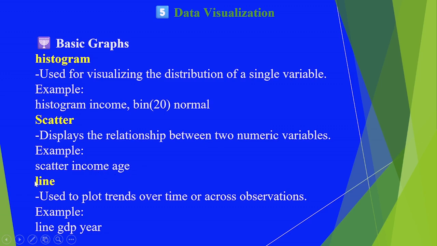And we have now the line chart, or sometimes line plot, and this one is used to plot trends over time or across observations. For example, if you want to plot a line graph of GDP per year, you just need to write line GDP year, and we'll get a line plot.